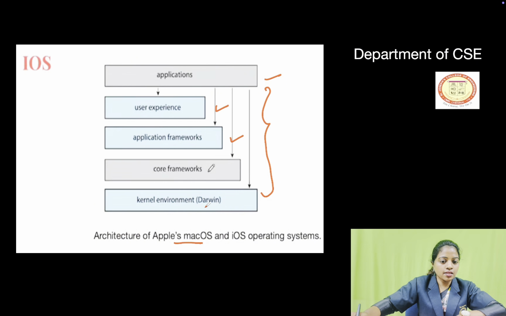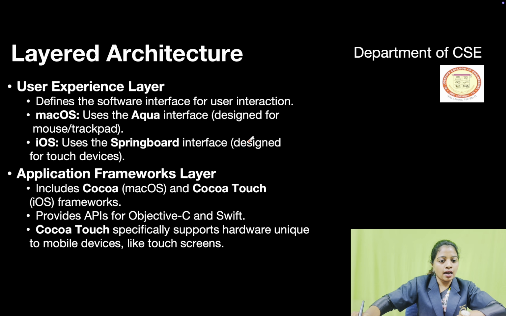When you see this architecture, the application layer has direct contact with all the layers. The application has direct contact with the user experience layer, the application framework, the core framework, and also the kernel. So let's see the architecture layers one by one. First one is the user experience layer.